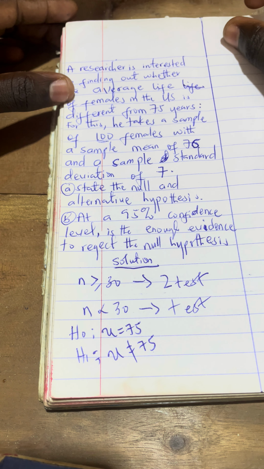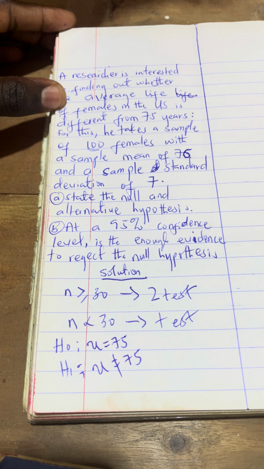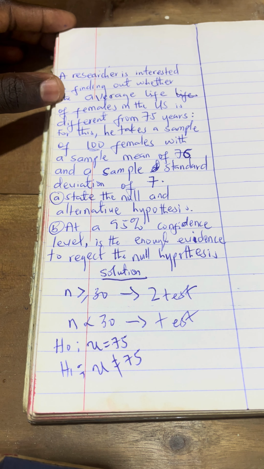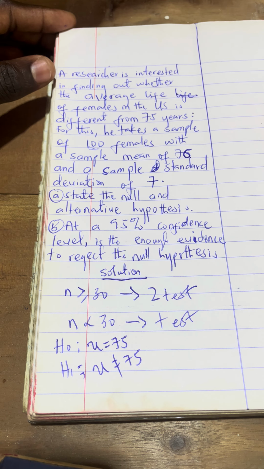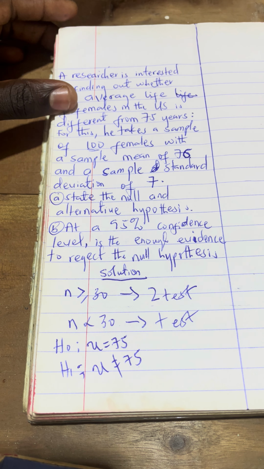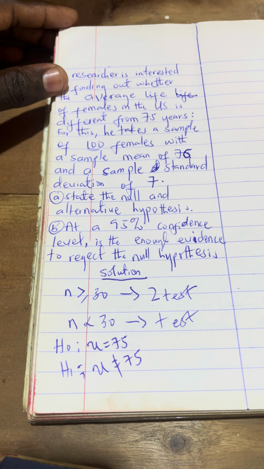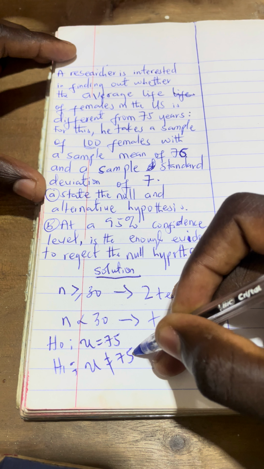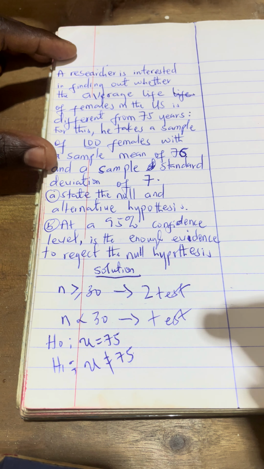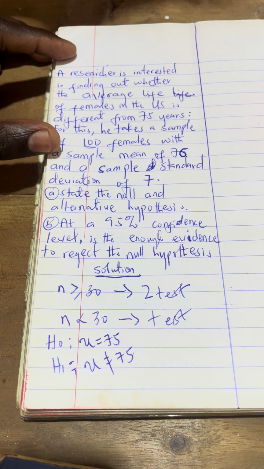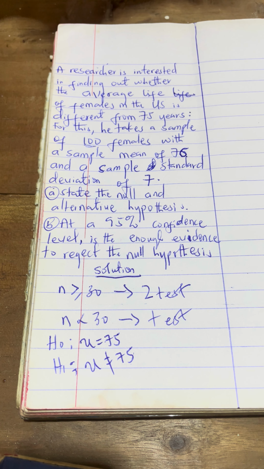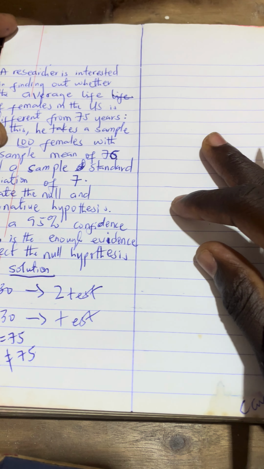So this is the null hypothesis and this is the alternative hypothesis. Now, let's look at the critical region. The second question says, at 95% confidence level, is there enough evidence to reject the null hypothesis? So let's look at the critical region, the region in which we will reject our null hypothesis. Take note, this is a two-tailed test because it can either increase or decrease. In my next video, I will explain how you know whether a test is a two-tailed or one-tailed test. So now let's look at the critical region.